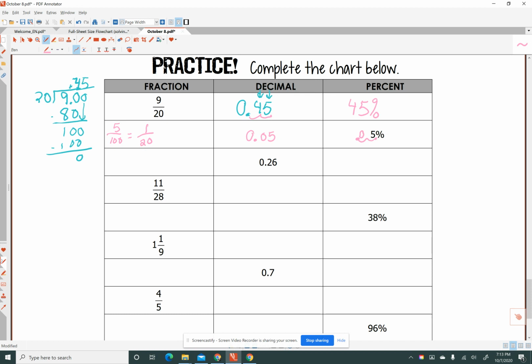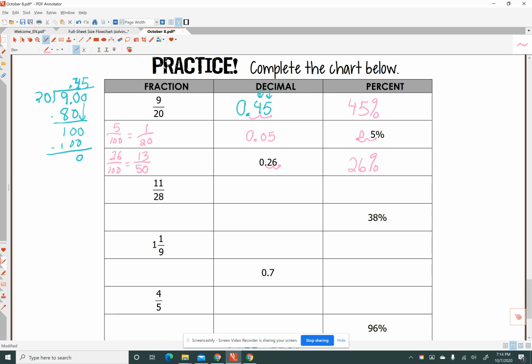Now, next one, we are given 26/100ths. If we multiply by 100, that would be 26%. And if we write it as a fraction, we start out with 26/100, which we can reduce. Both of those are divisible by 2. We can reduce that to 13/50.